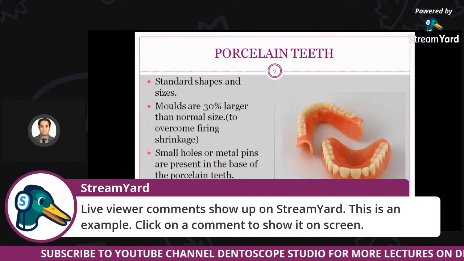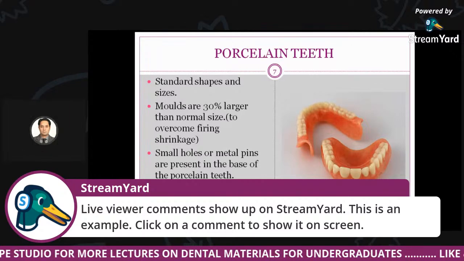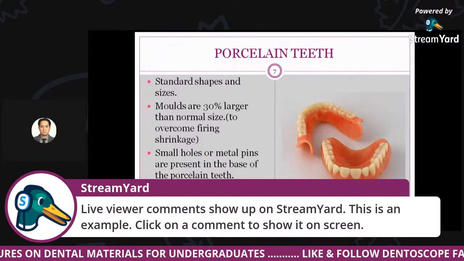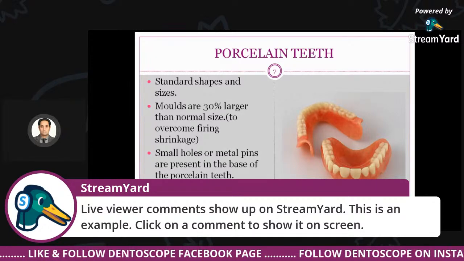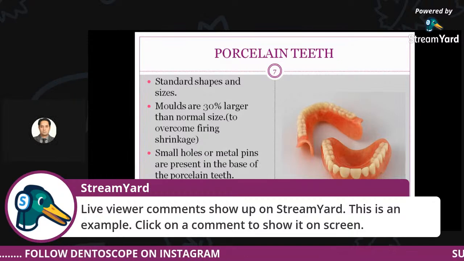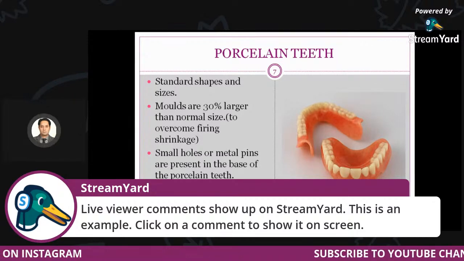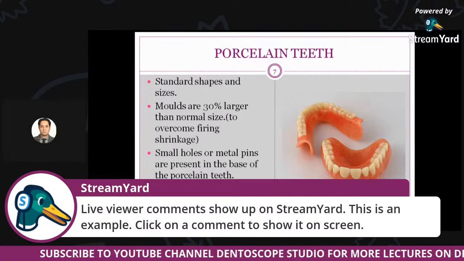If the base has some hole or a metal pin, then the tooth is a porcelain tooth. The artificial tooth is going to be made up of porcelain. But if the base is plain, smooth, then it's the acrylic tooth. So that's the differentiating point between the porcelain tooth and the acrylic one.